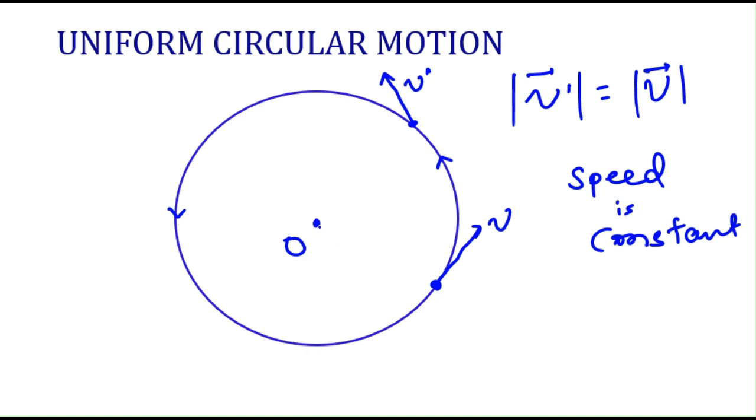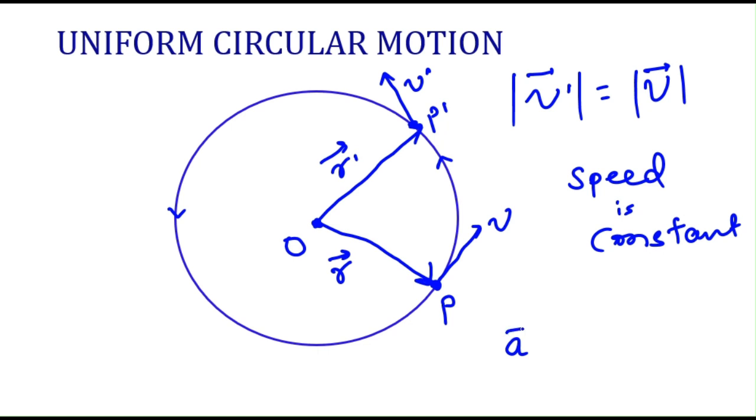Okay, let's say the position vector, we are taking this center to be the origin or reference point. So the position vector for this point, let's say this point is P, is R, and let's say this point is P prime. So the position vector for P prime is R prime. So what is happening here? If we want to know about acceleration, this acceleration should be equal to change in velocity by change in time. Let's say from point P to point P prime, the body has taken time of delta t.